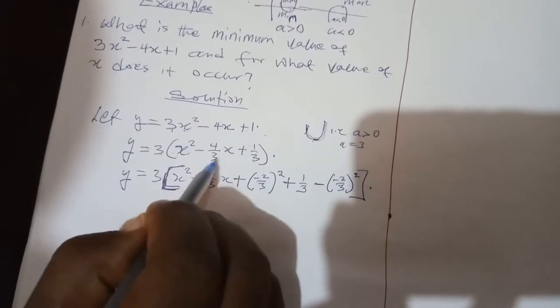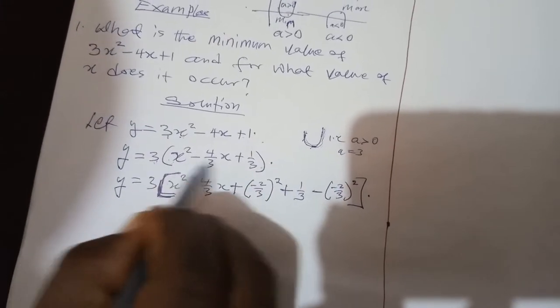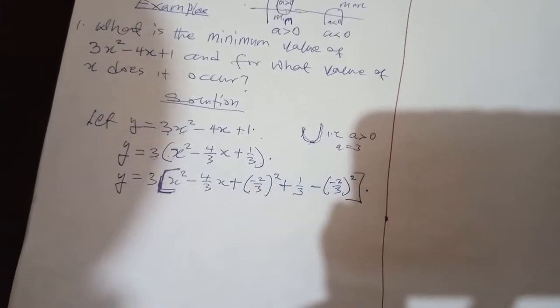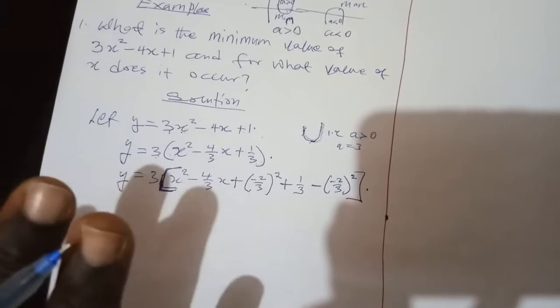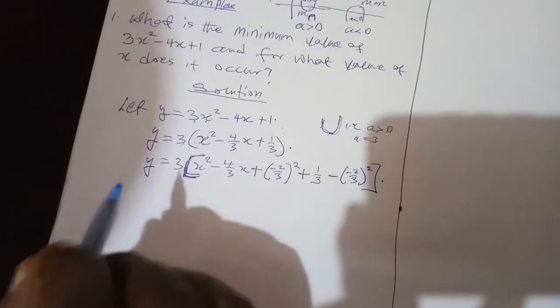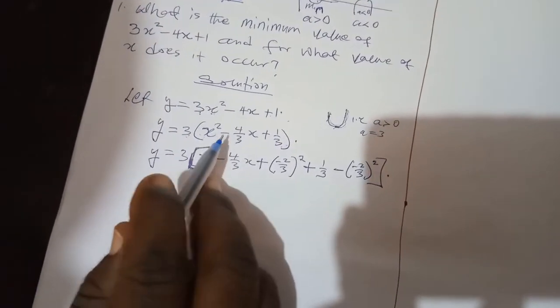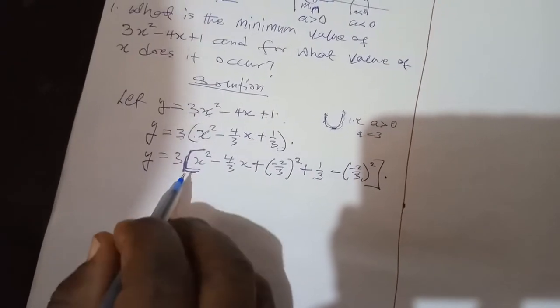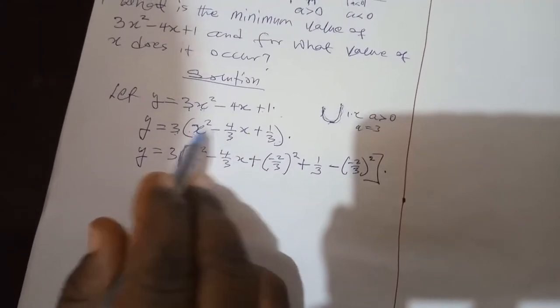You now divide each term by what? 3. So you are doing that 3 like this. Divide each term by 3. So that's to keep a balance, right? All right. So the next step is to complete the square. Completing the square between this term and this term.